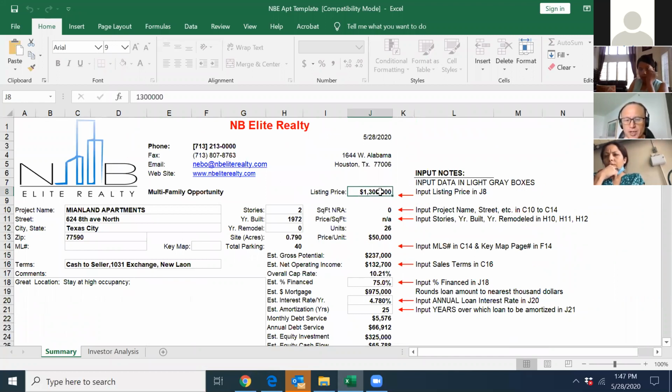The broker said we can get it for 1.9 million, right? That's what we put. Then we said, okay, what about 75? What about if you put 30% down? You're going to play with the numbers. Interest rate, let's say 4.5 right now.